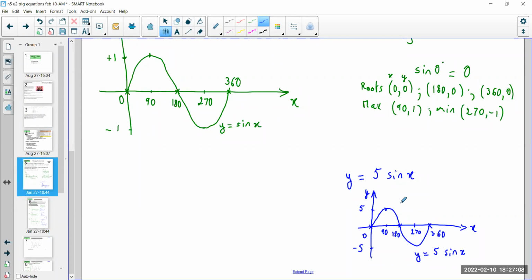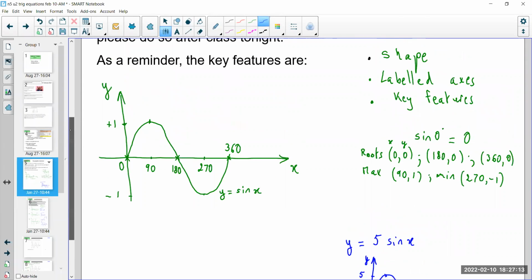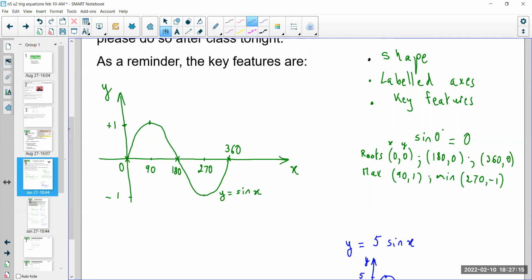Okay, so any question on that sine? Because then we can move on to doing cosine now.